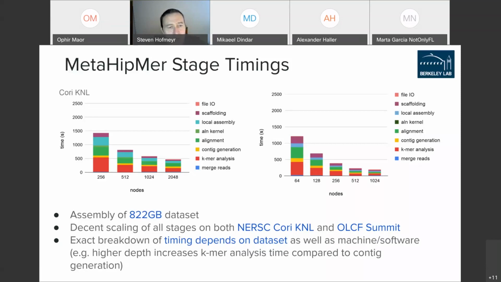So, for example, if you have a higher depth data set, then you will have increased k-mer analysis time, and things like alignment will decrease, relatively speaking, and scaffolding will decrease. And as far as the machine goes, a very important characteristic is a high performance interconnect.